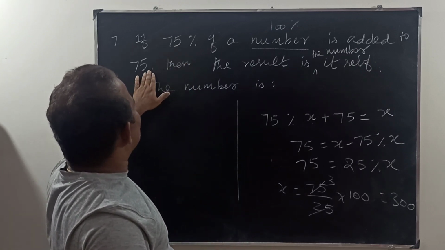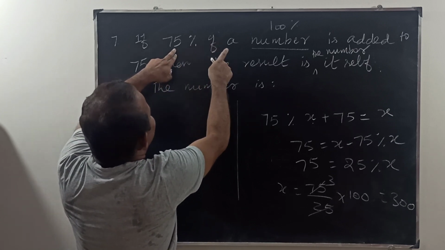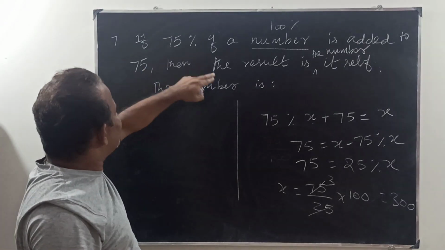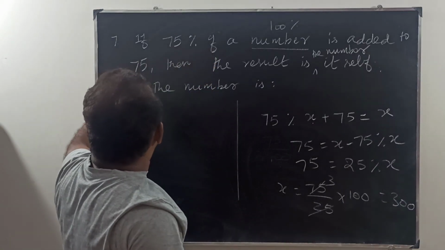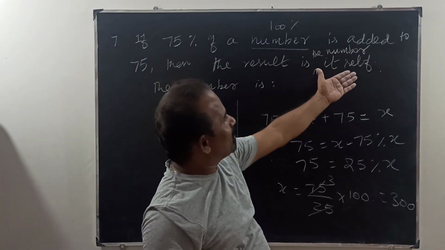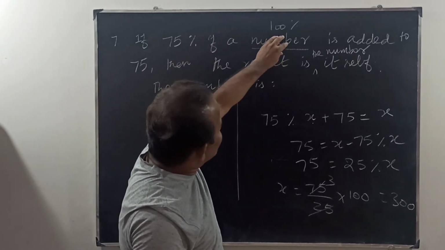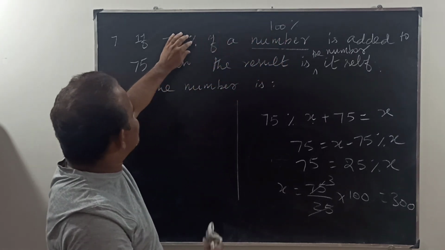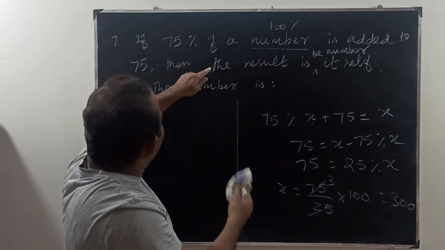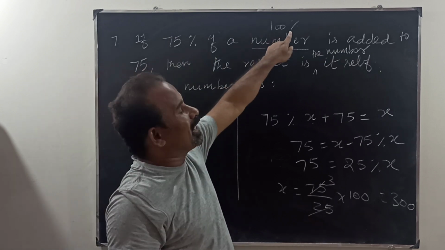75% is added to 75. If you add 25% of the 75%, you will be getting 100%. So therefore, the 75% is nothing but 25%. Then only you will be getting the same number. 75% of any number, that number is 100%. 75% is already over. Remaining is 25%. If you add this 25% to this 75%, you will be getting 100%.